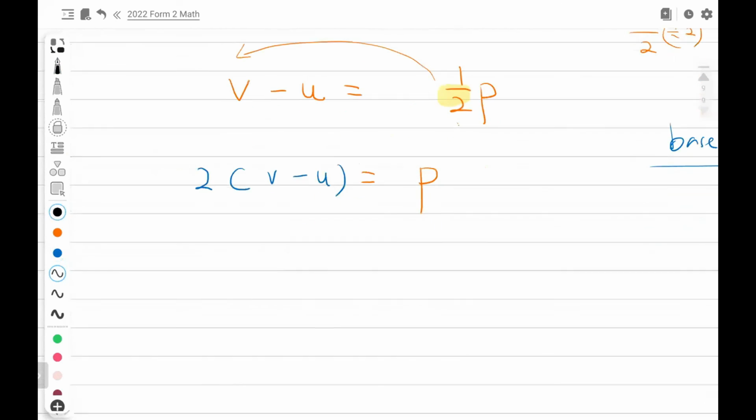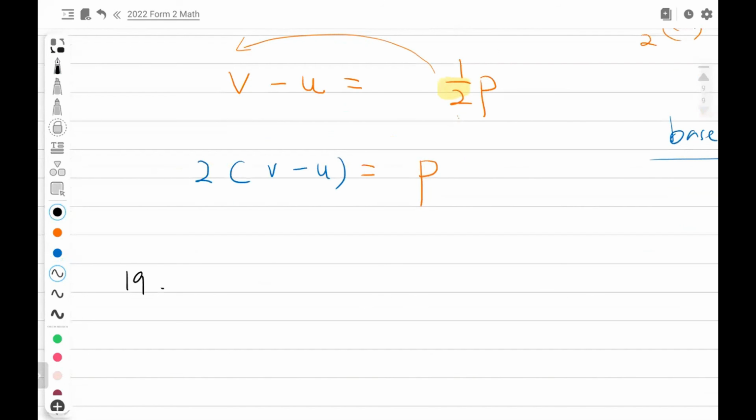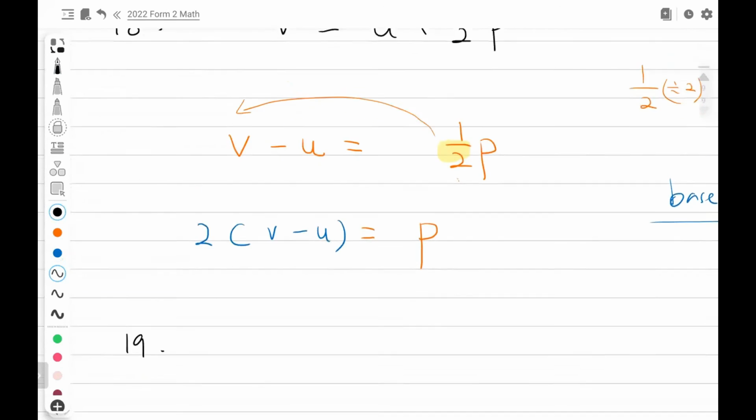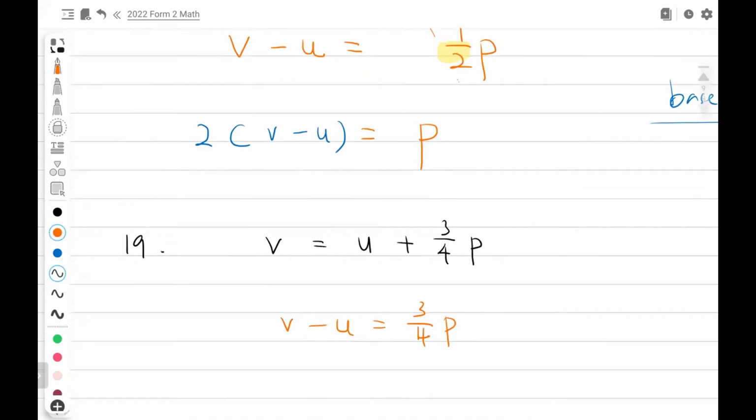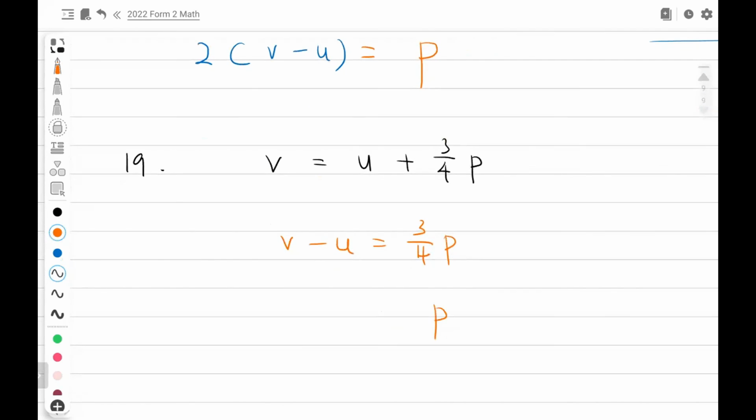Okay, continue to 19. Same idea here. I copy back the same question. V equal to U plus 3 over 4P. Same idea. We write down here 3 over 4P, then equal to V minus U. So when we want to make P the subject, we just flip the fraction over only. Then we just write 4 over 3 times V minus U. Then we get the subject.